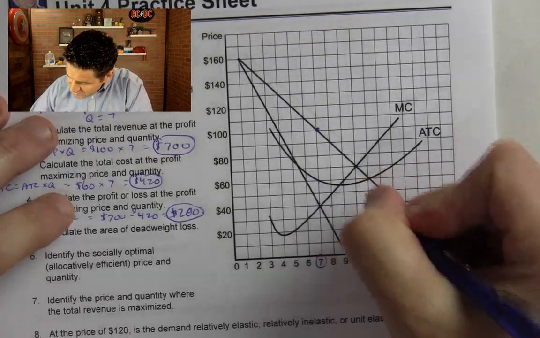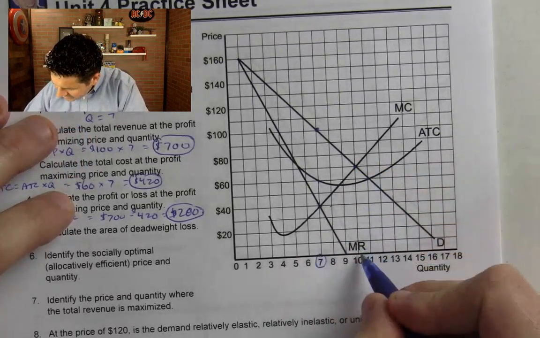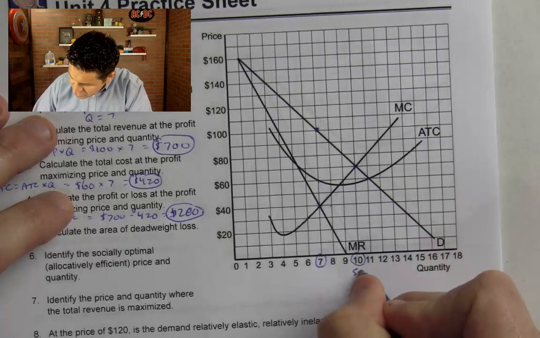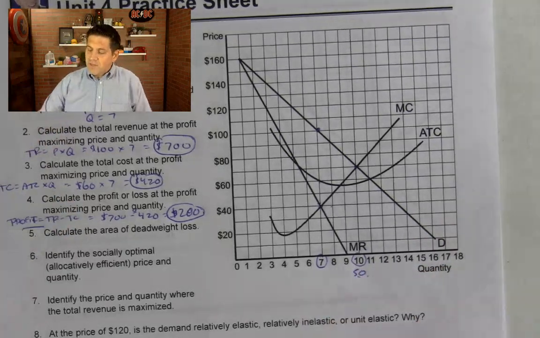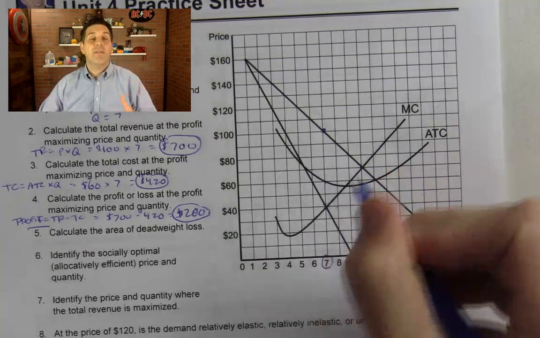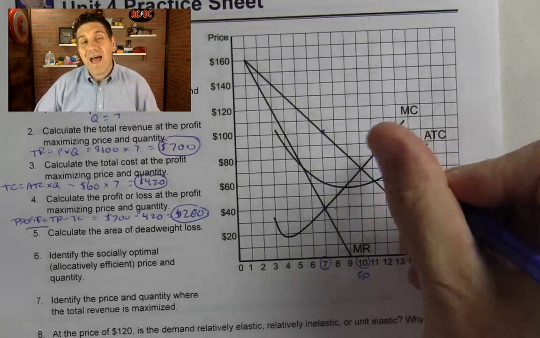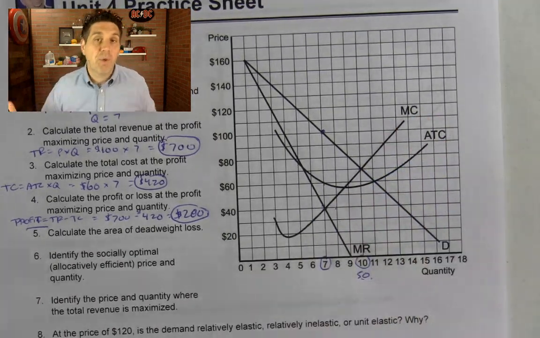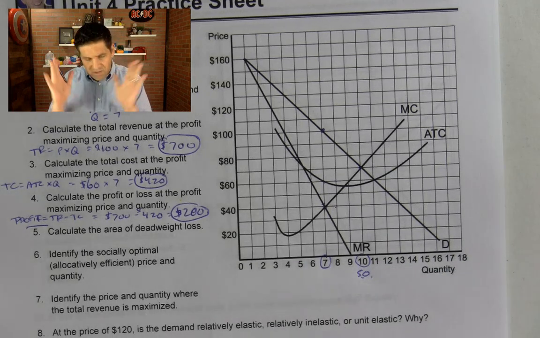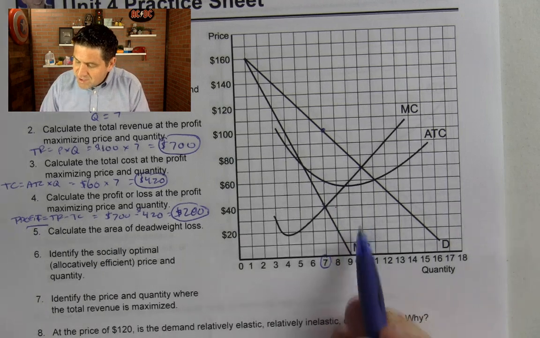Society wants this. Society wants down here at 10. This is the socially optimal quantity. That's where the demand hits the marginal cost. Society wants this because the price of producing the last unit equals the additional cost of producing that unit. Society's saying, listen, we value this the exact dollar amount that it costs to produce it. But the problem is the monopoly is producing some amount less than that.